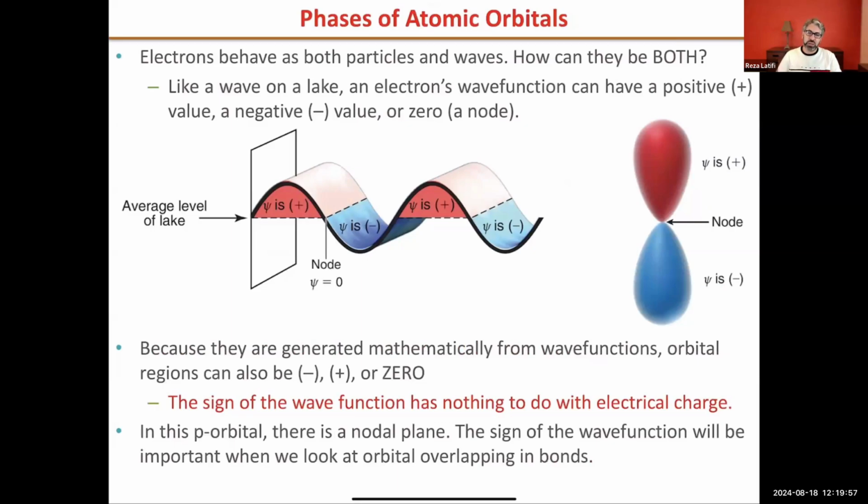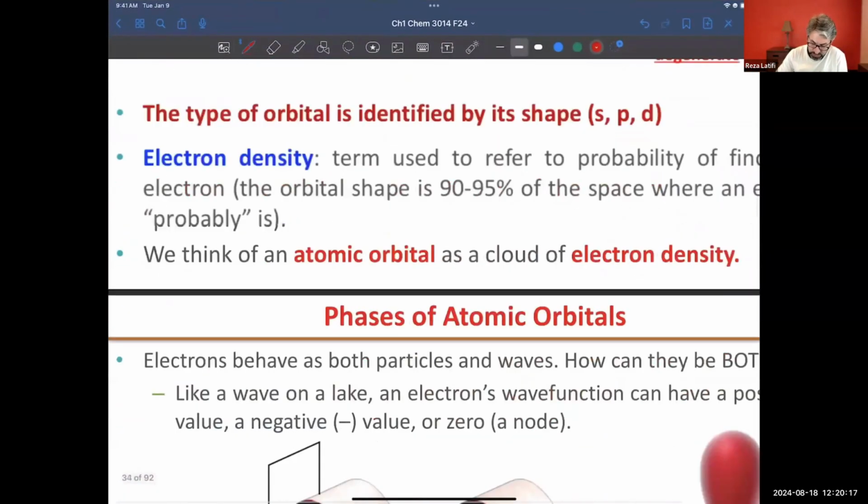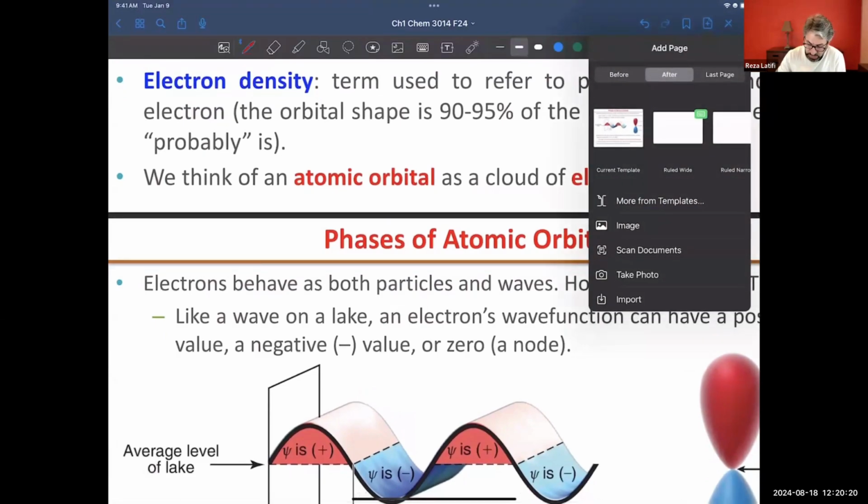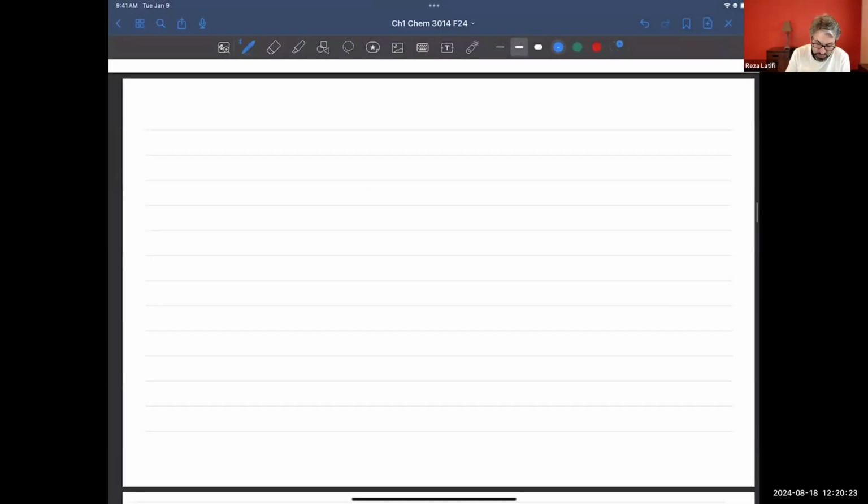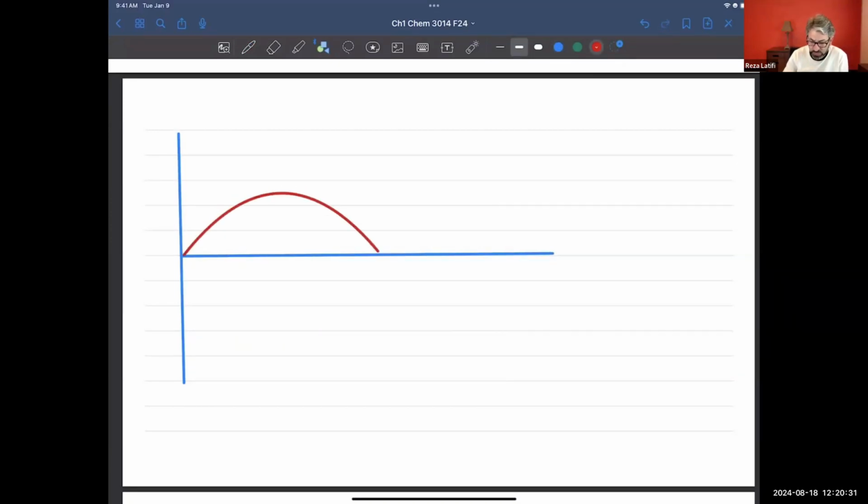Okay, as I mentioned before, the p orbital has two lobes, one of them red and the second blue or purple, any color that you see. It means that while you're moving from the red to the blue or purple one, the sign is changing. The best way to present it is like this. Imagine you have a wave. Here our wave, for example, is positive, and then as we go down, it turns negative.